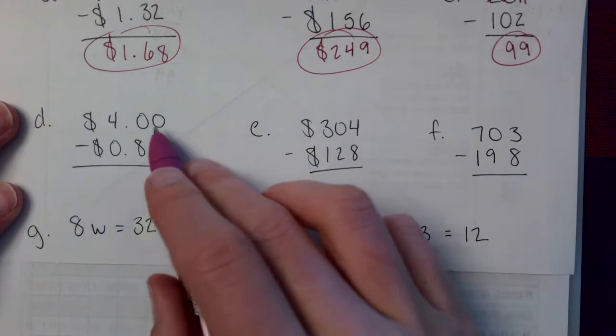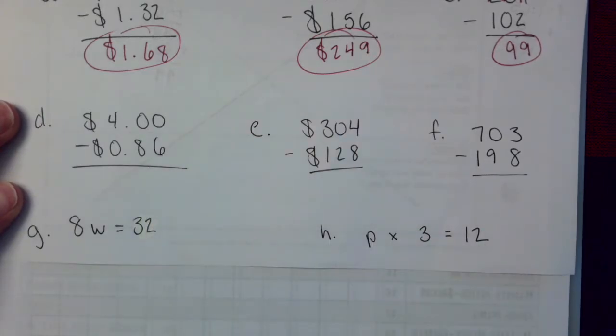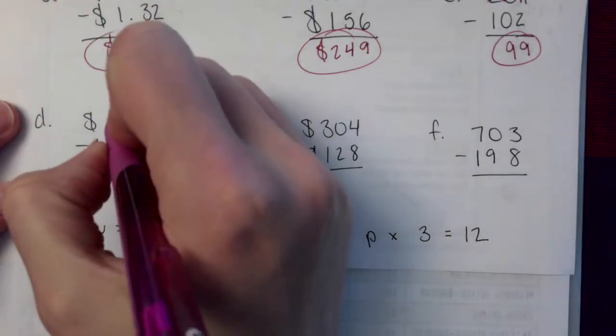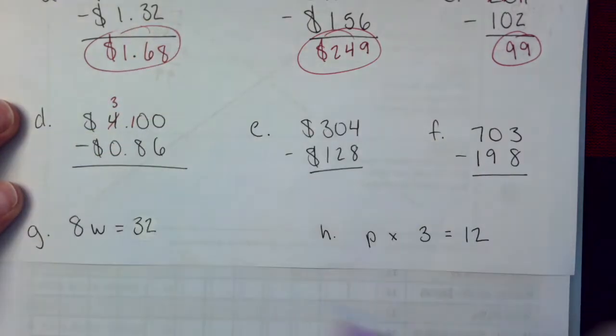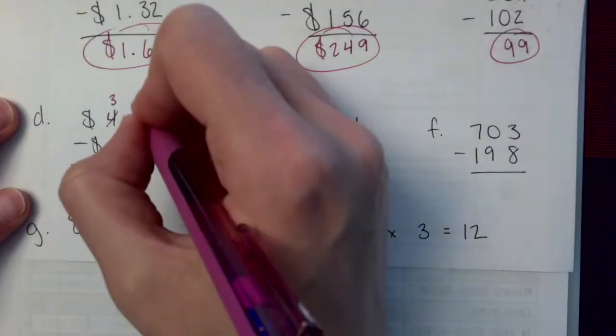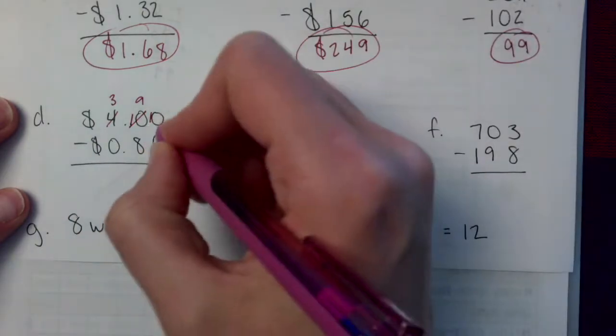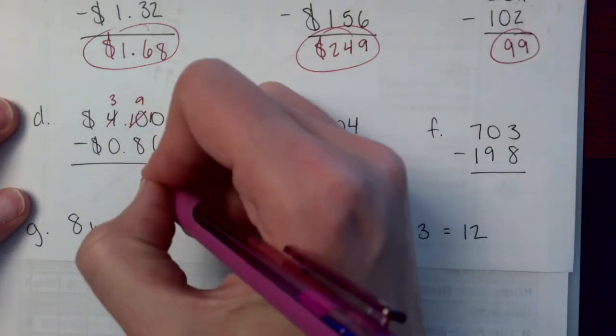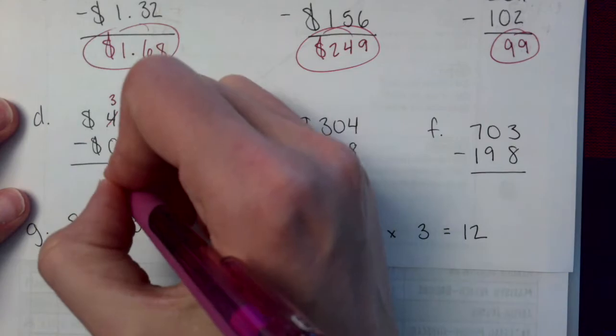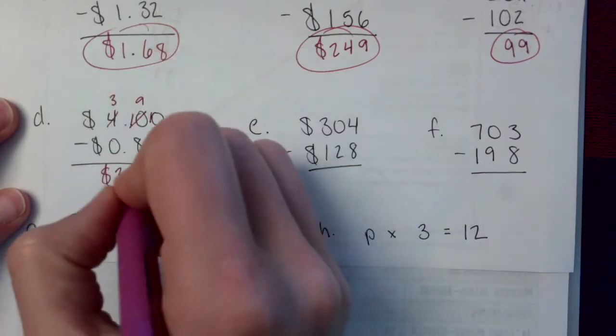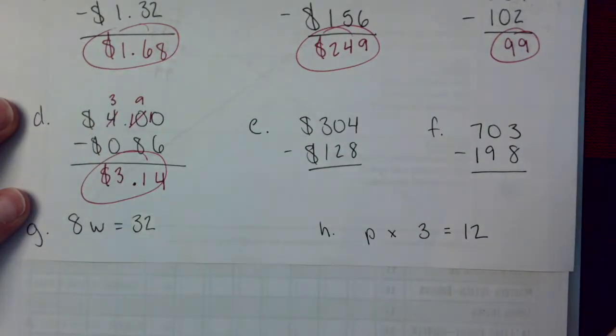Keep flying. 0 minus 6, can't do that. Cross out the 0, can't do that. Cross out the 4, make it a 3. Change 0 into 10. Cross out the 10, make it a 9. Change 0 into 10. 10 minus 6 is 4. 9 minus 8 is 1. 3 minus 0 is 3. $3.14.